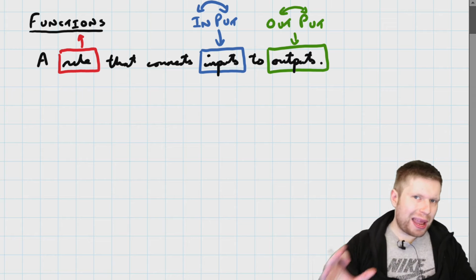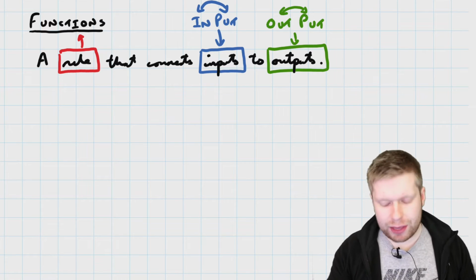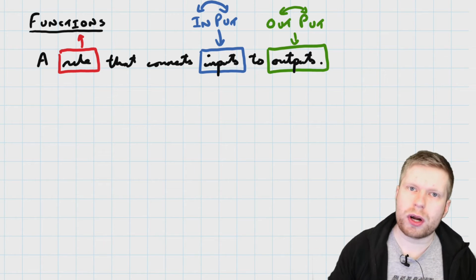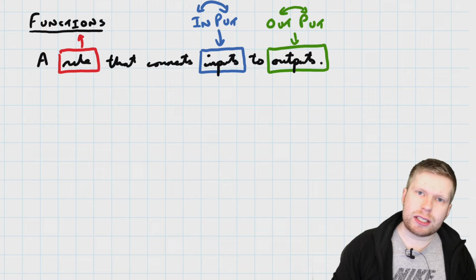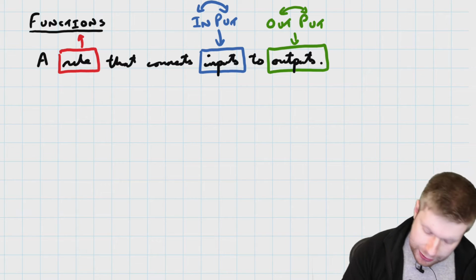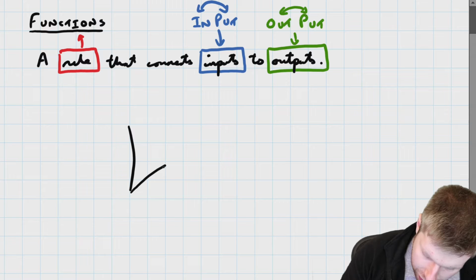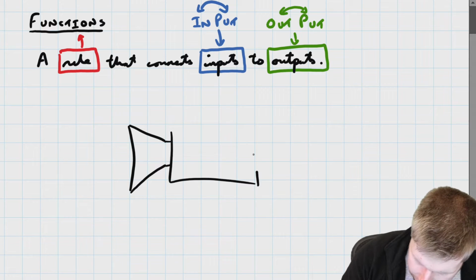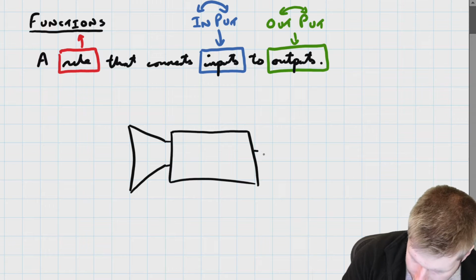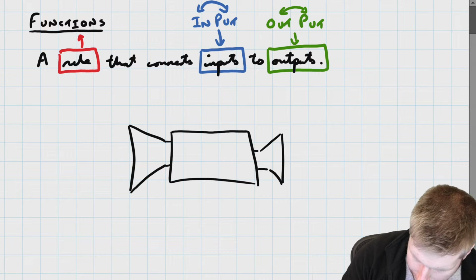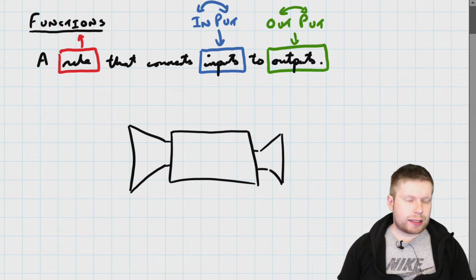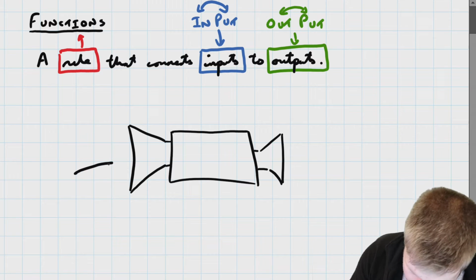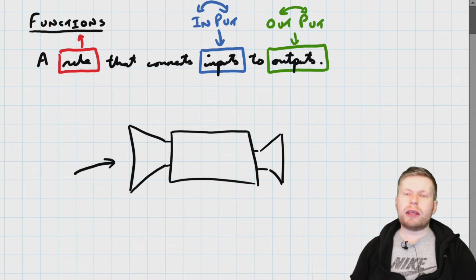Now, I wouldn't mind betting money that you've already met this idea before in one form or another. And you probably noticed it in the form of a machine like this. So if I just draw a very crude function machine, you might have seen something like this, perhaps several years ago now. And the idea is that on the left-hand side, you chuck values in.